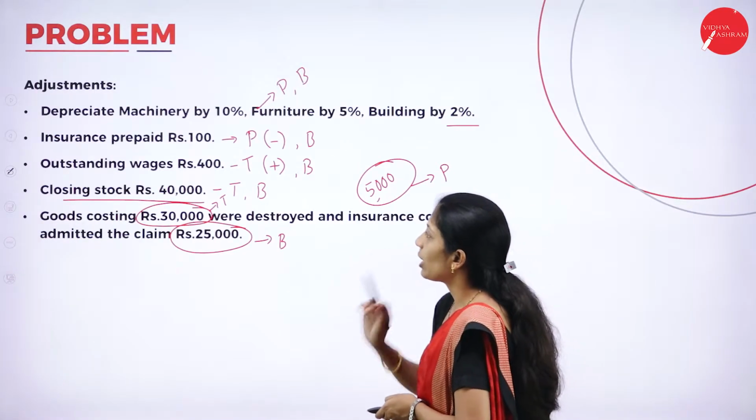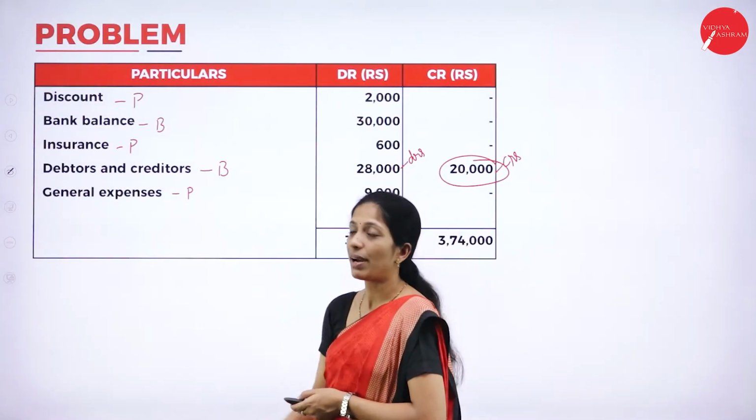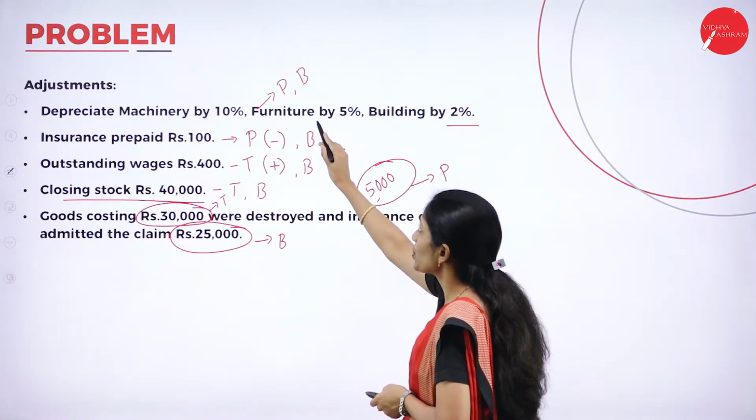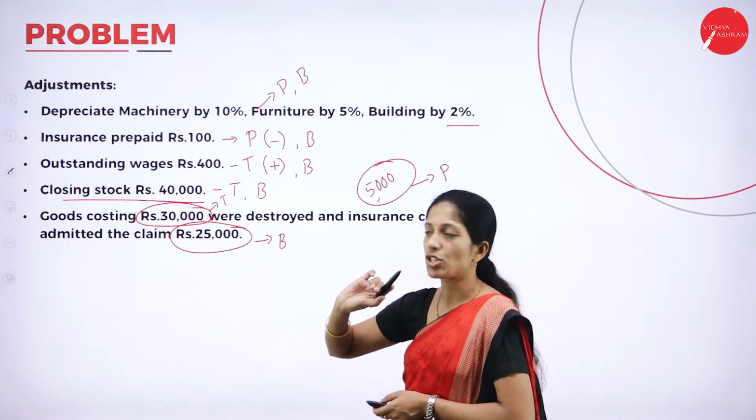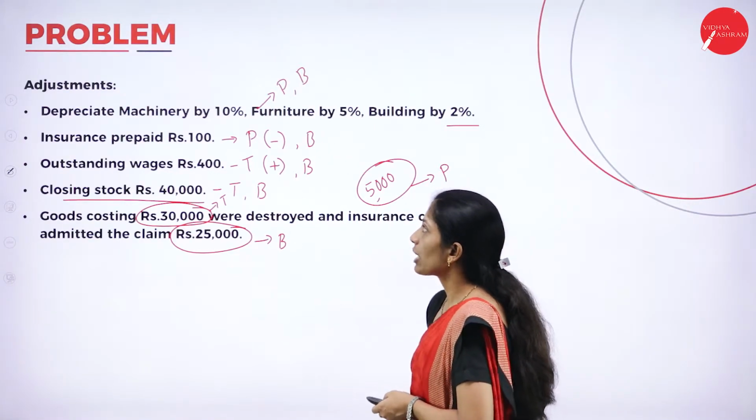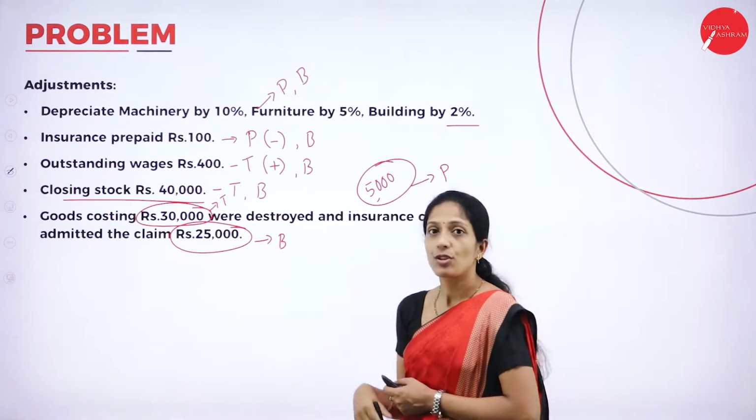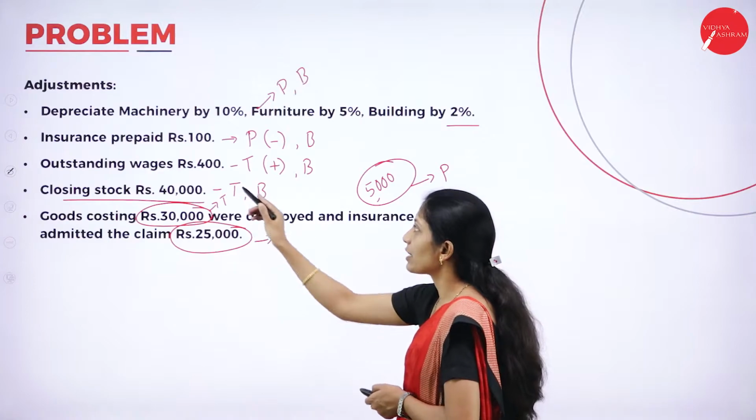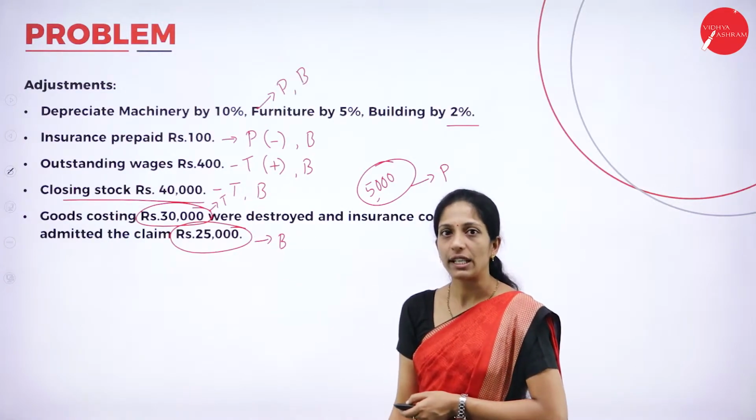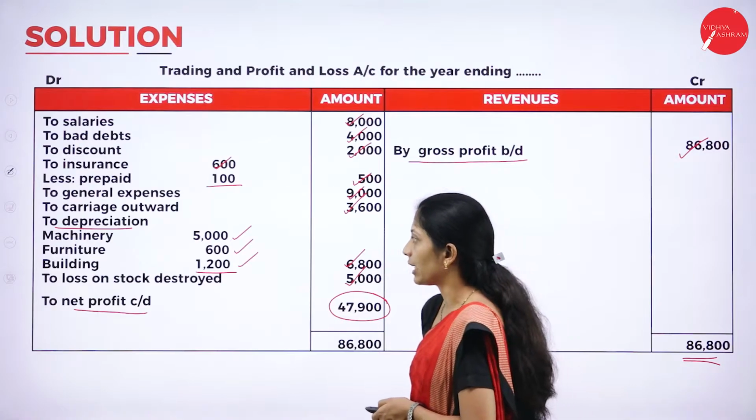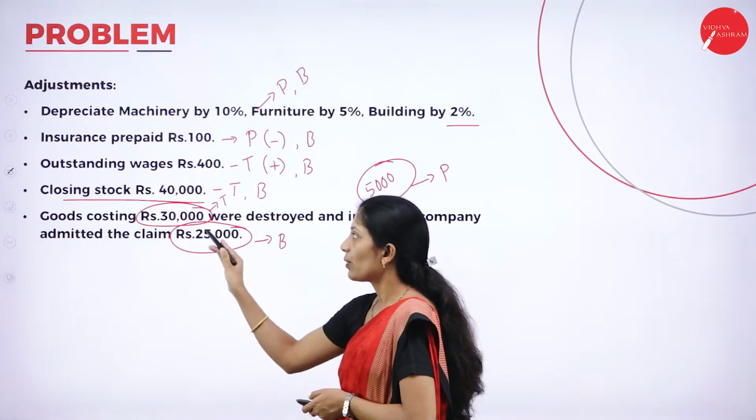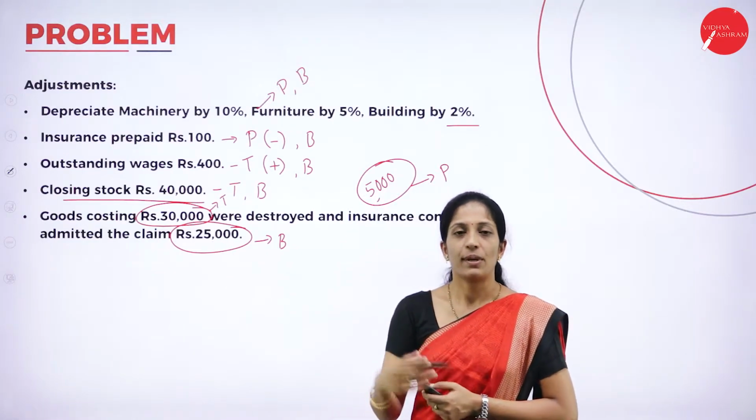So we are done with all the items in the trial balance. Now come to here, whether we have left out anything. So this will be recorded in the asset side of the balance sheet, that is depreciation, insurance prepaid. So what is it? It is also an asset. Outstanding wages is a liability. So outstanding wages we have to take in the liability side, 400. Next, closing stock, it's an asset, whereas goods destroyed also will be taken in the asset side.